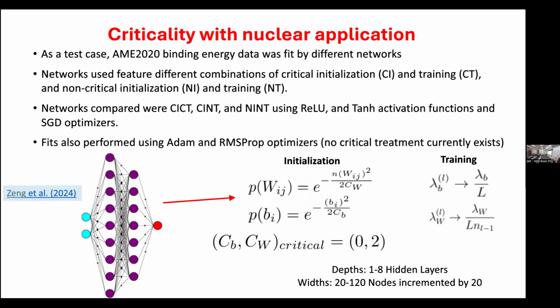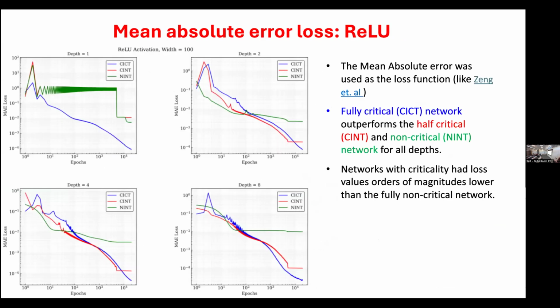Then I also did some fits with the adaptive optimizers, so like Adam and RMSprop, but those currently don't have a critical prescription. So the important thing to see here is that when we use a mean absolute error loss function, like they did in this paper, the fully critical network, which is the blue line in all of these plots here, outperforms the other ones for all depths. And networks that have criticality, so the blue and the red lines, as we increase the depth, are getting loss values that are orders of magnitude lower than the fully non-critical network. And so this offers some improvement when we're operating with a ReLU activation function that has critical features introduced.